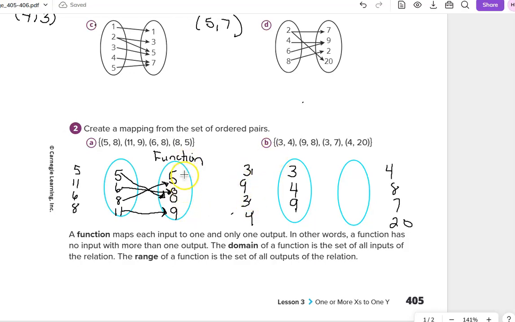Over on A, I had 2 8s in my output. It's okay to have the same number in my output. It's not okay to have the same number in my input, because that means this 3 is going to go to 2 different numbers. So it's not going to be a function. Okay, and then in order over here, it's going to go 4, 7.